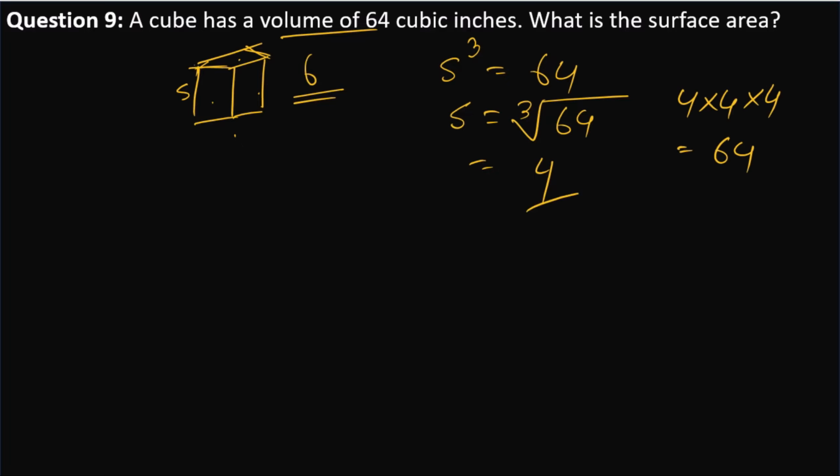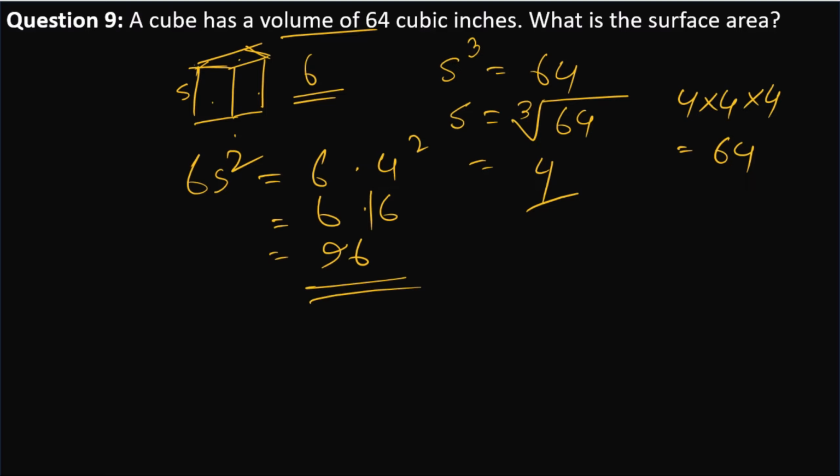So surface area is 6 s squared. So here 6 and 4 squared. So 4 squared means 16. So 6 times 16. So 16 times 5 equals 80, and 16 times 6 equals 96. So this is the surface area. So now come to another problem.